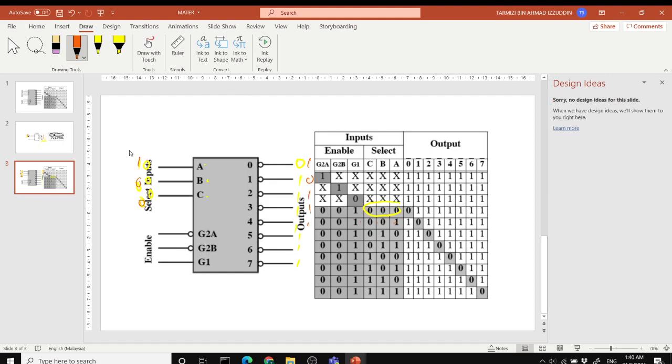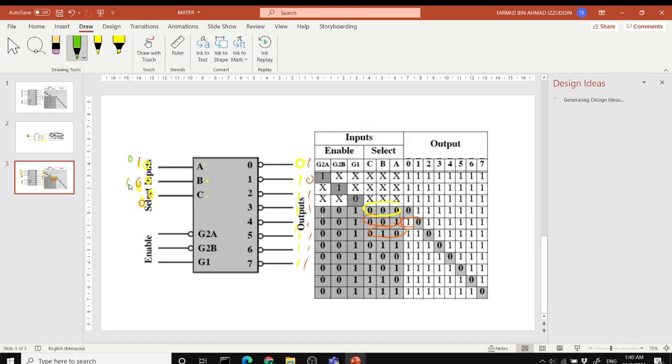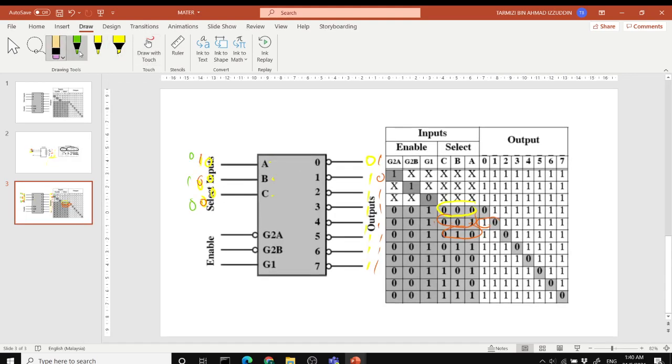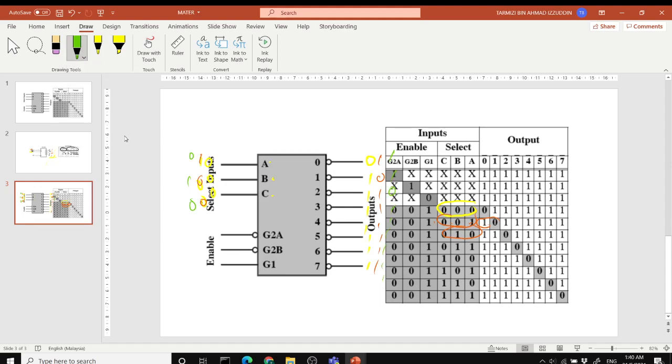So only the second output will be low, and so on. So you can imagine if it's 0, 1, 0, change this to another color for clarity. 0, 1, 0, you'll be selecting your output pin number 2. So it'll be like 1, 1, 0, 1, and so on. So it's according to the truth table. You can use this as well for the question.